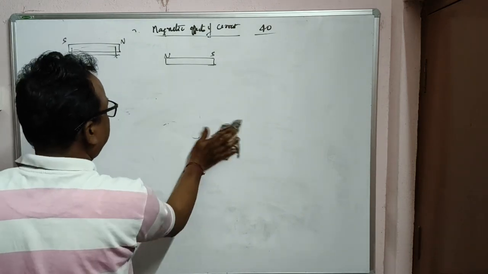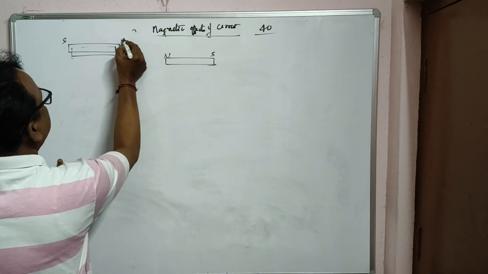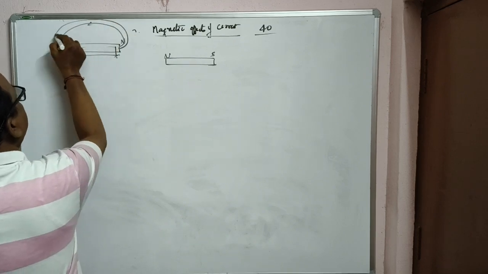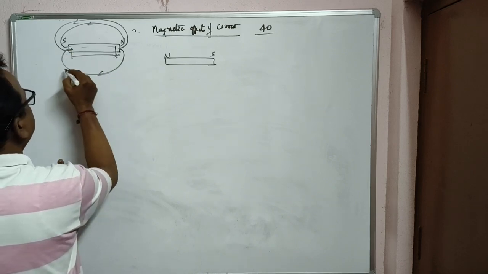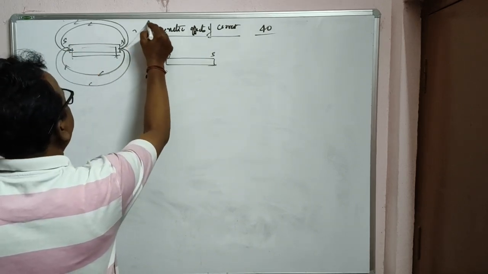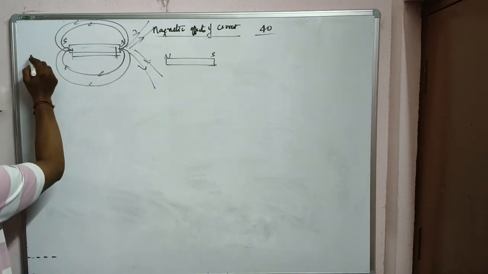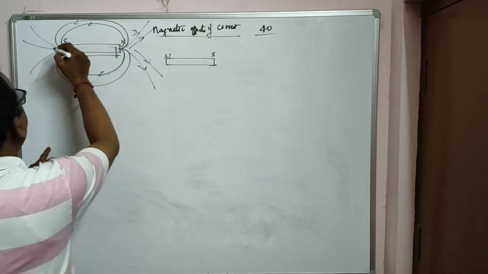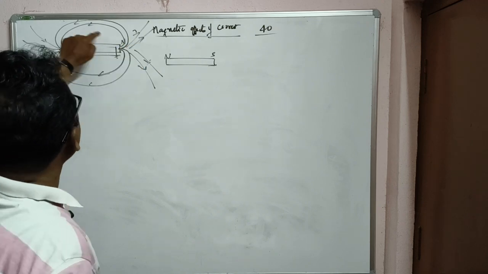Considering these things, we will try to draw magnetic lines. For example, just now I told you, always from the north pole, the magnetic field lines will go and end at the south pole. You can see anywhere, always from the north it goes and ends with the south.